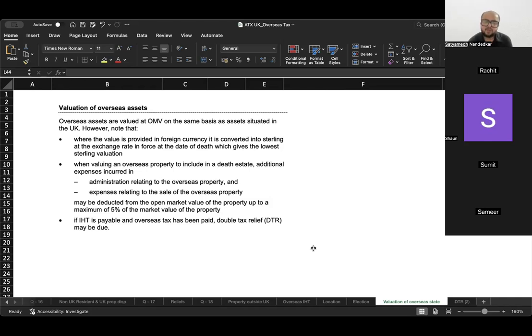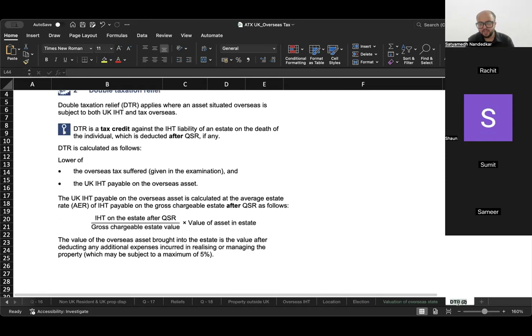However, note that where the value is provided in foreign currency, it is converted into sterling at the exchange rate in force at the date of death, which gives the lowest sterling valuation. Keep the lowest valuation, and up to 5% will be allowed to be deducted from the market value of property. On this also you will get double taxation relief.